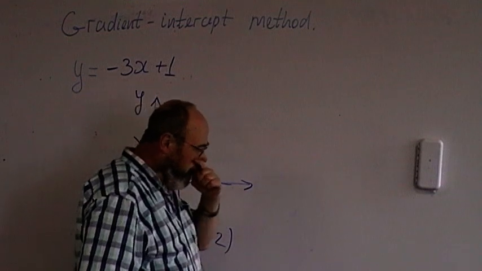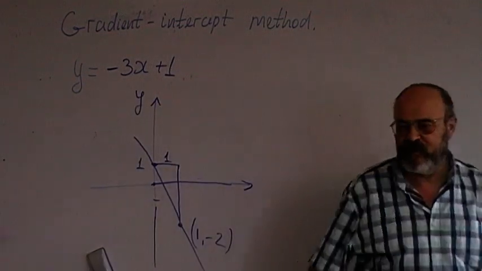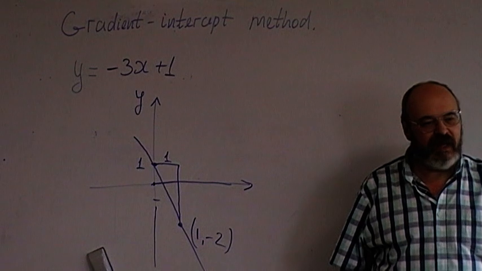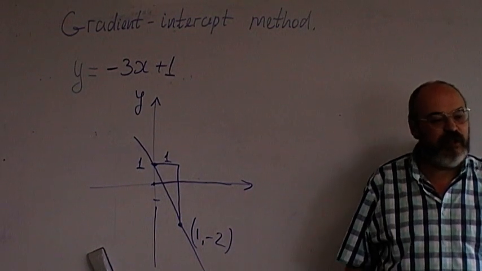You put a ruler, and you draw a straight line. So the answer is a straight line. Our task is to sketch the graph, which is a straight line.